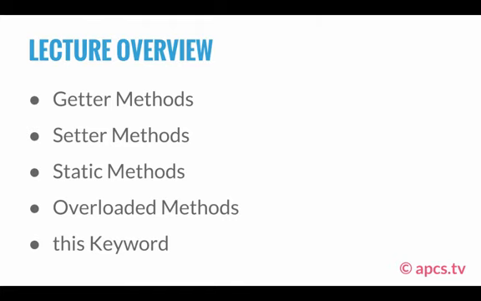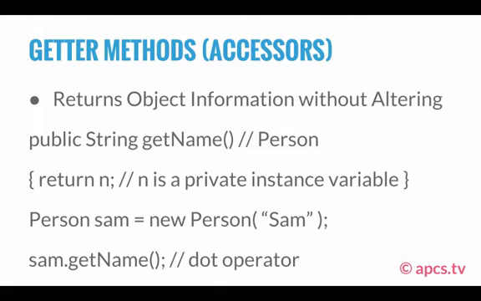So we're going to be looking at the getter and setter methods, static methods, which we've gone over mostly already, and then we're also going to be looking at overloaded methods. And as we talk about these methods, we'll also go over the this keyword. So let's start off by taking a look at the getter methods. These are also known as accessors.